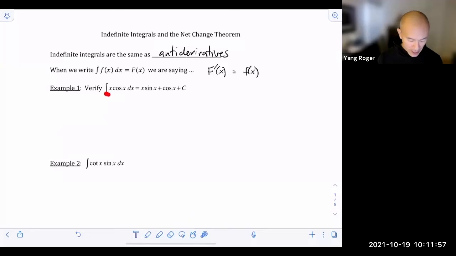Example 1 is not asking you to find an antiderivative. Example 1 is asking us to verify that this object here is the antiderivative of this inside thing. So how are we going to verify that this is the antiderivative of this? Does anybody have any suggestions for me? How do I verify that the right-hand side is the antiderivative of the inside here? Any thoughts?